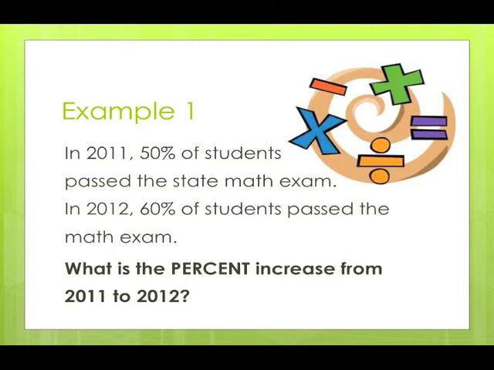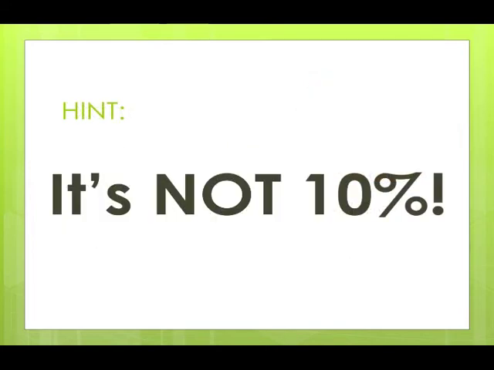So we went from 50% passing to 60% passing. So here's the question. What is the percent increase from 2011 to 2012? Most people would say, well, that's simple. It's 10%. Wrong. 50% to 60% is a 10 percentage point increase.